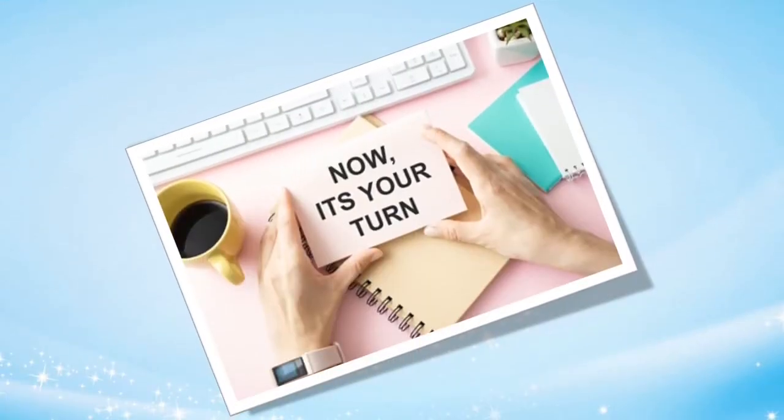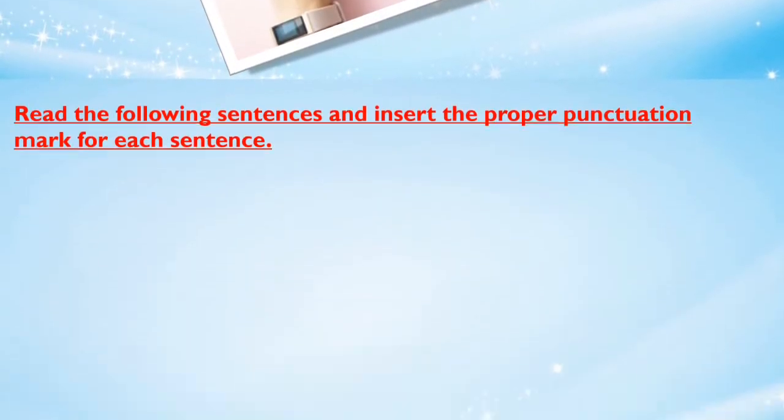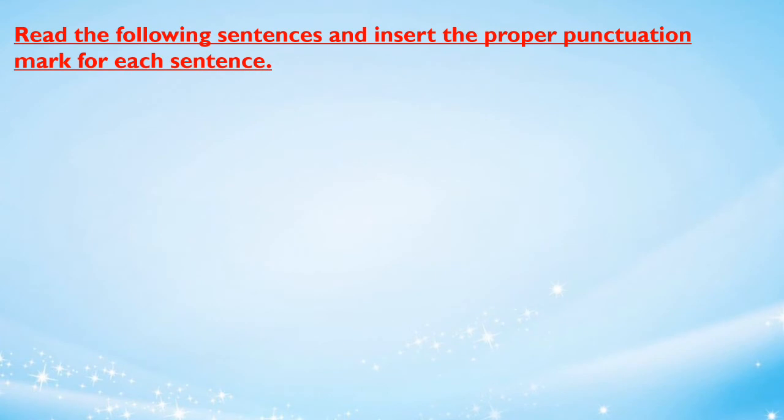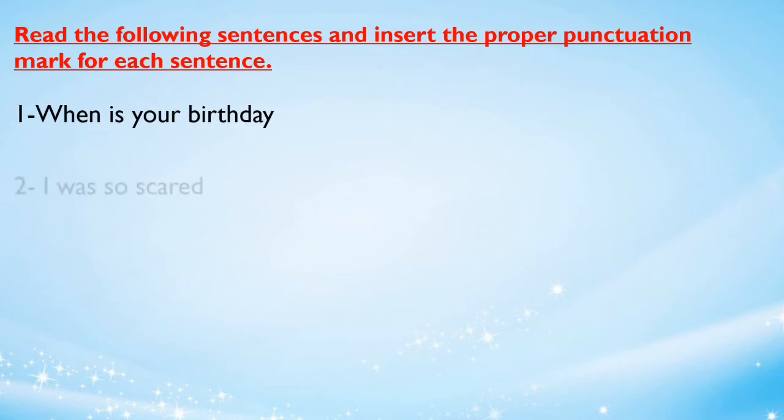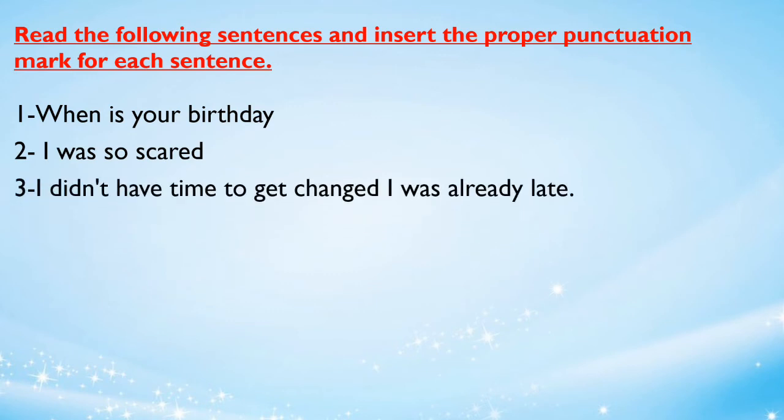So students, it's your turn. Read the following sentences and insert the proper punctuation mark for each sentence. The first one is: when is your birthday? The second one: I was so scared. I don't have time to get changed. I was already late. Pick up the blue ball.